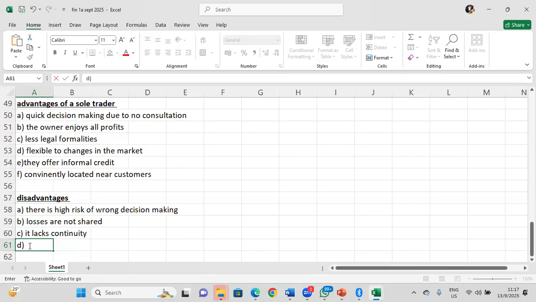Let's move on. Lacks continuity. Besides lacking continuity, the other disadvantage is that a sole trader has unlimited liability. What do we mean by unlimited liability?